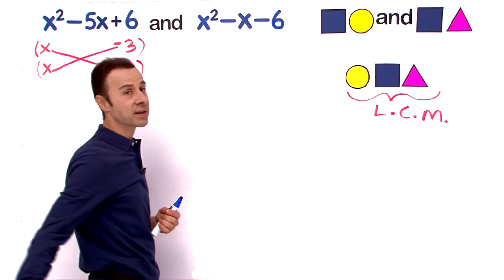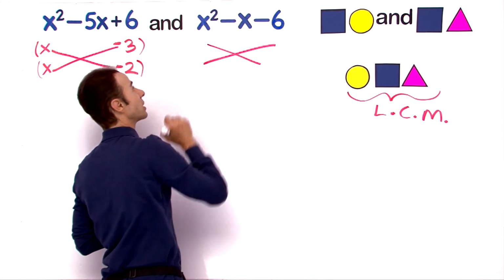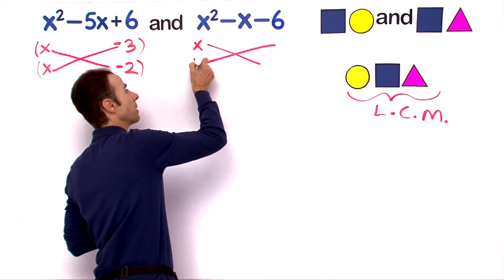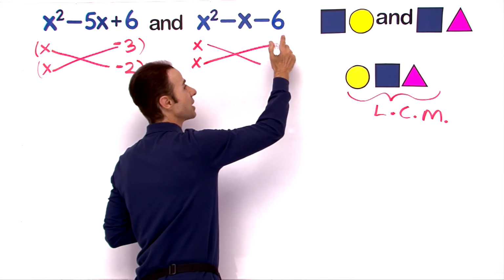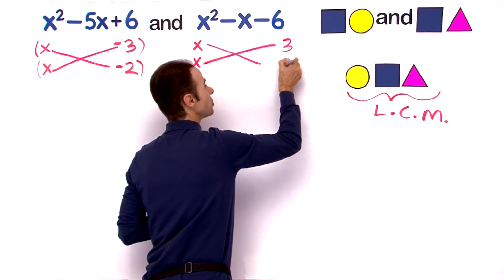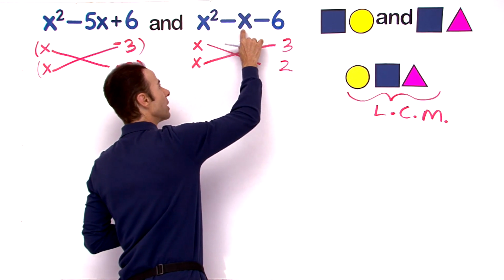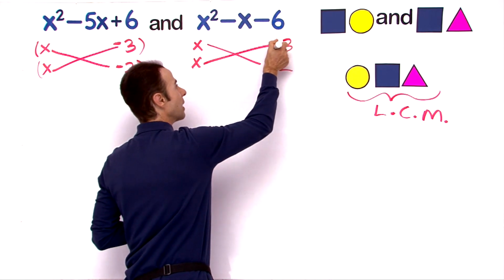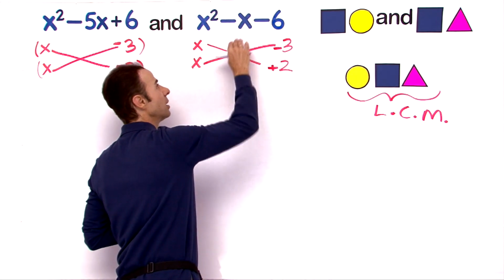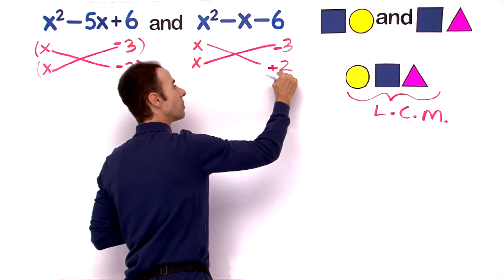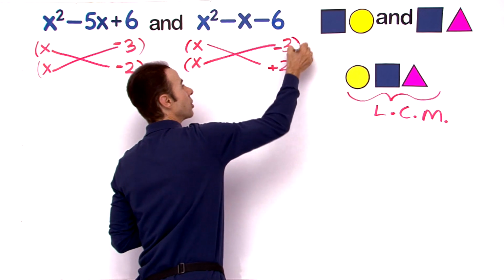Let's factor this side now. So I'm going to use the same cross method. What times what gives me x squared? Well, that will be x times x. Two numbers that multiply to give me negative 6. Well, that's going to be a 3 and a 2. Which one's going to be negative? Well, let's check if they add to negative 1. If I want negative 1, it would be best to make that negative and that positive. Negative 3 plus 2 gives us negative 1, and then negative 3 times positive 2 gives us negative 6. So that works. Let's put these in parentheses.